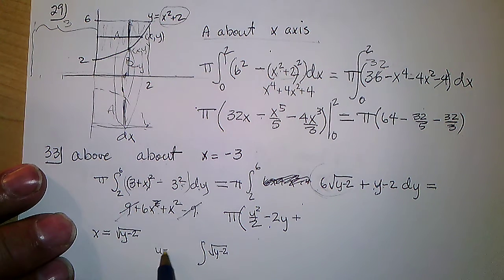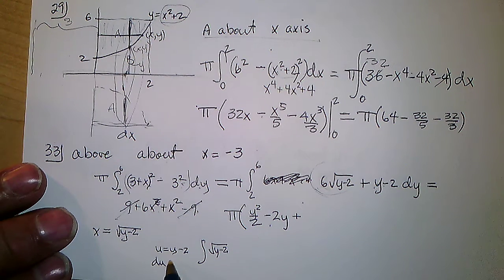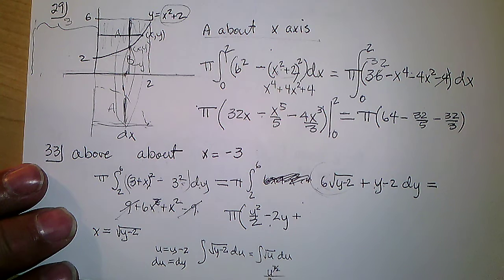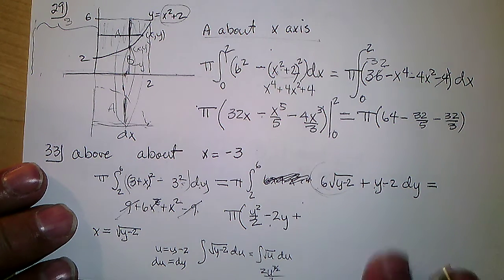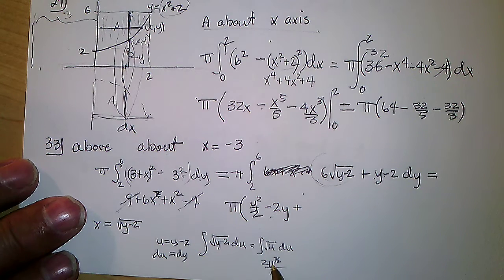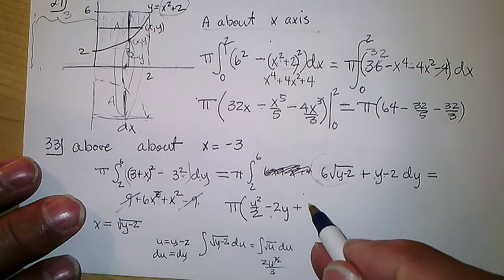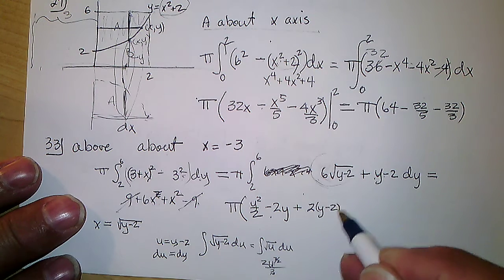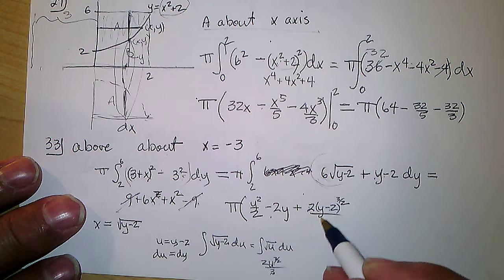If I let u be y minus 2, du would be dy, and so this would change to the integral of u, square root of u, du. Well, the integral of that is, so that's u to the 1/2, and so if I add 1, that'd be u to the 3/2 divided by 3/2, so that inverts it. So, and then if I put the y minus 2 in there, I just have 2 parentheses y minus 2 to the 3/2 over 3. 2 times (y minus 2) to the 3/2, just that, not that 2, over 3.